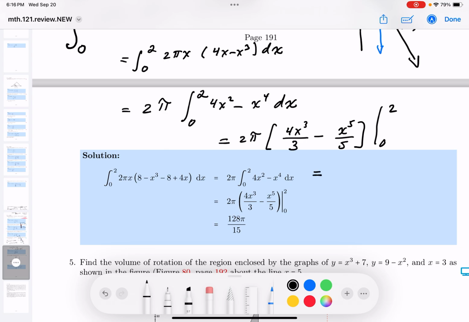Let me keep moving through it. You're going to get 2 pi. There's going to be a 3 here. And then you get 4 times, well, 2 cubed is 8, so that's 32. Minus, well, 2 to the 5th power, that's going to be 32 fifths. If I plug in 0, it's just going to be 0, so I'm not going to write that down. So I'm going to get a common denominator, which will be 15.